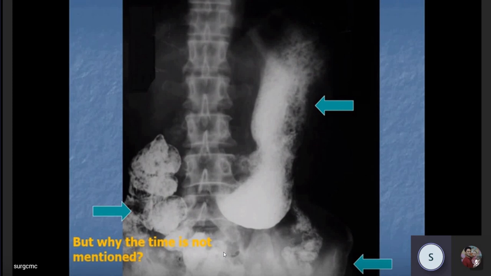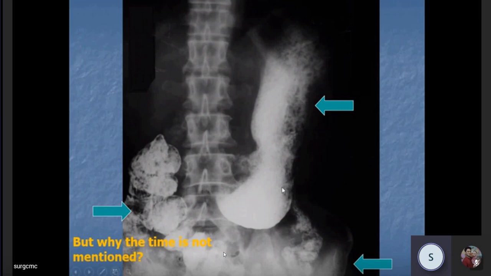Somebody asked, how do I differentiate from pyloric obstruction? Isn't it somebody just now asked? See, this is a plate. No time is mentioned. Still, I am more or less certain to get to a diagnosis. How? Let's come to that one after another.